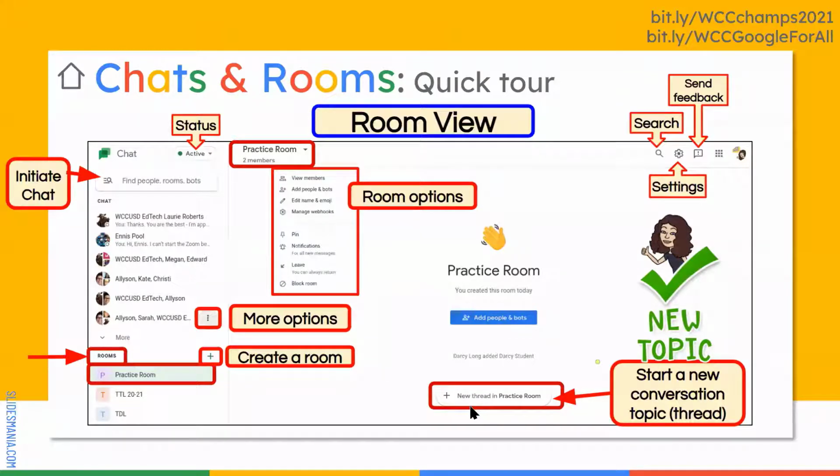At the bottom, instead of seeing the gray chat bar, the message bar, you're going to see new thread in practice room. It'll say new thread in, and then your room. That's where you have the opportunity to start a new conversation topic. And once you have a conversation going, you don't have to use that new thread piece. You can just hop right in to one of the other parts of the conversation, one of the other threads, and add to that.